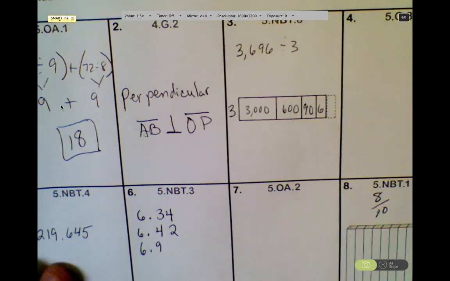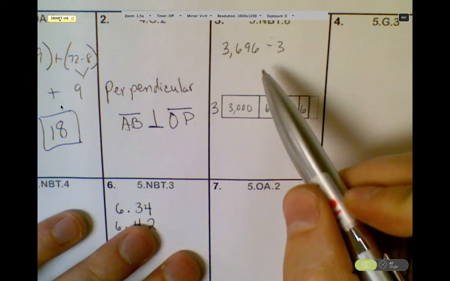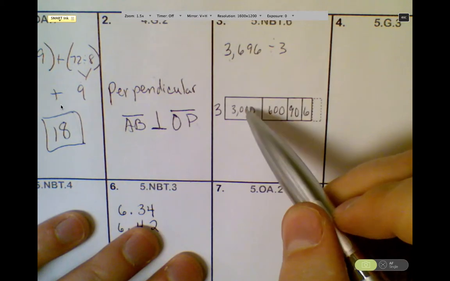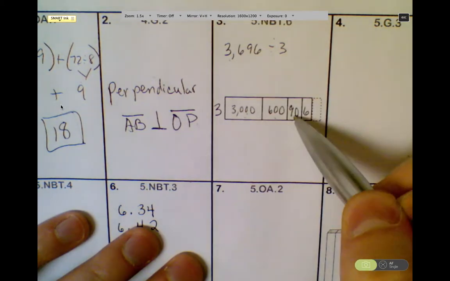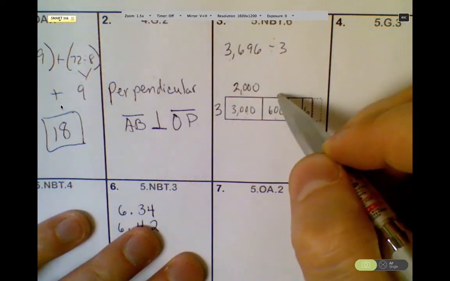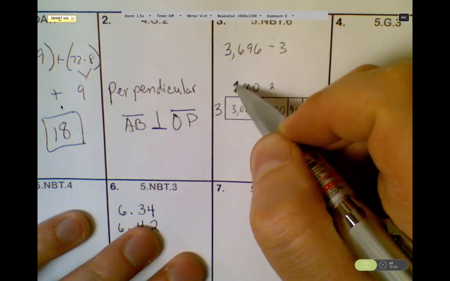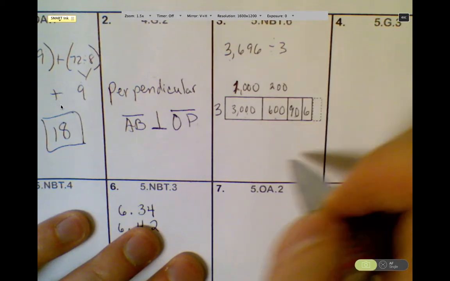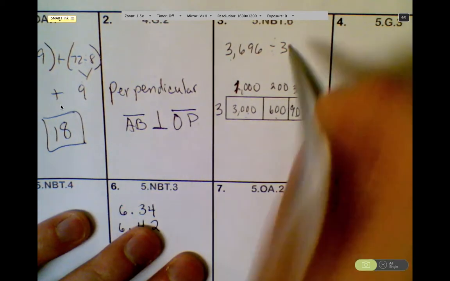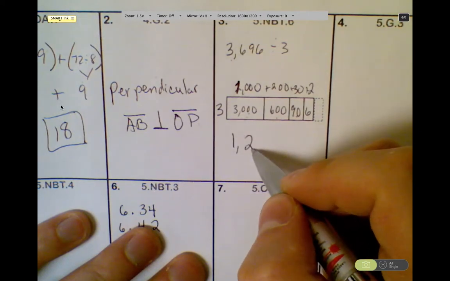OP. Number 3, we're going to go ahead and divide using our boxes here. I already split it up here. It's 3,696 divided by 3. The 3 is in the thousands, therefore it's 3,000, 600, 90 and 6. 3 goes into 3,000 1,000 times. 3 goes into 600 200 times. 3 goes into 90 30 times, and 3 goes into 6 twice. To get my answer, I'm going to add these 4 numbers together to get 1,232.